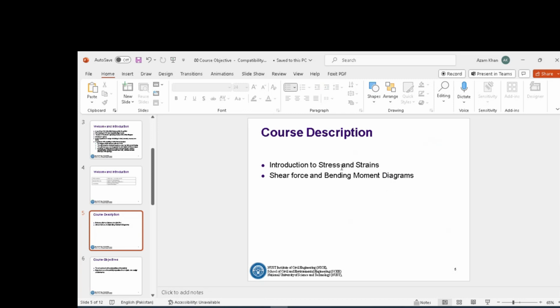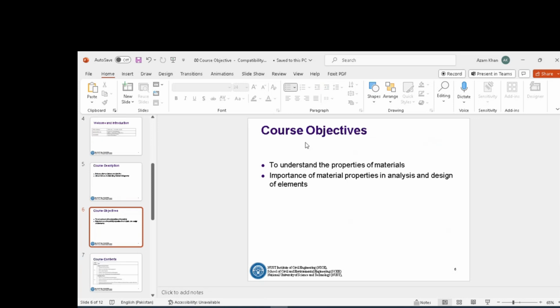So these are the two fundamental concepts which we will develop in this course. And these two actually are objectives also. So to understand the properties of materials, so that is again stresses and strains, different materials give us different stresses and strains. A chewing gum and a steel rod, their deformation is completely different. Different processes are involved, different internal forces are involved. So we will try to distinguish different materials, and then the importance of material properties in analysis and design of elements.